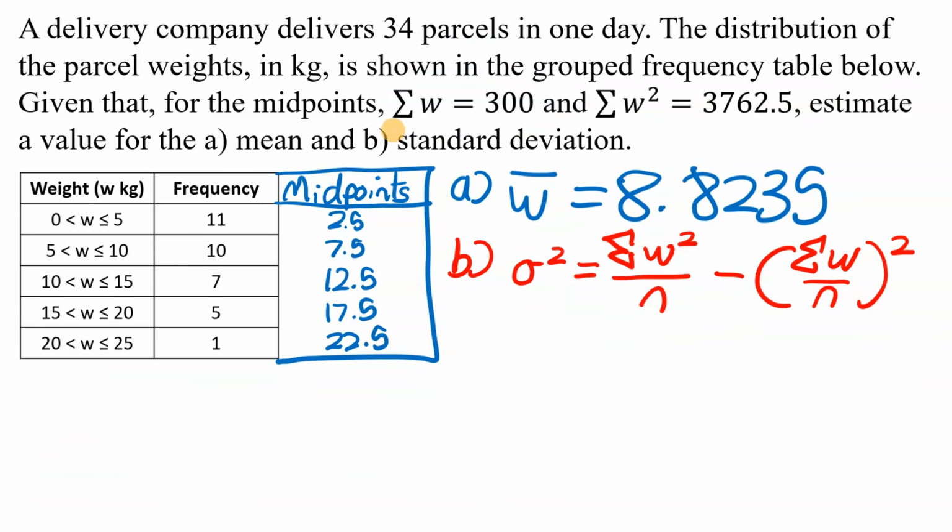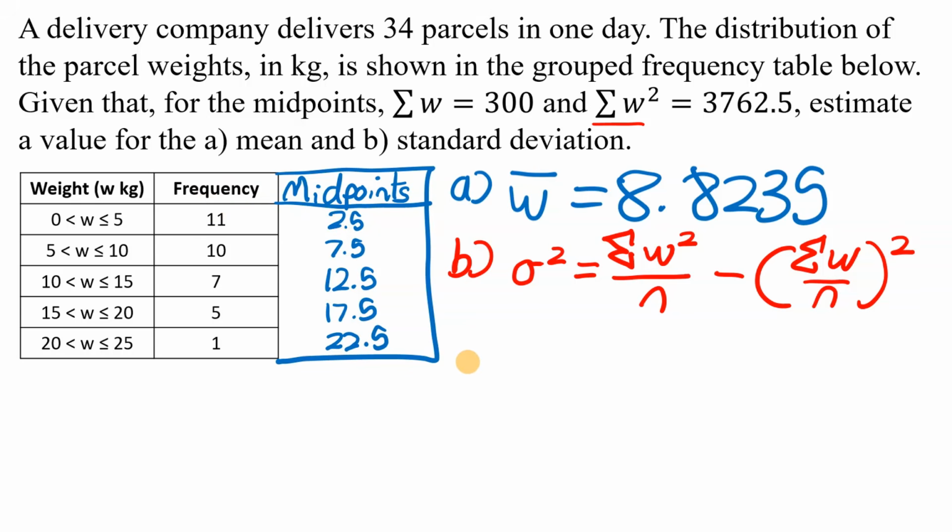Okay, and then for part B, we need to estimate the standard deviation. Again, this would be an estimate because we're using the midpoints here, okay? So this is the formula here for the variance. So we're given the sigma w squared, so we don't need to calculate it. If we did want to calculate it or needed to, it would be these midpoints squared and then multiplied by the frequency and all of them added together.